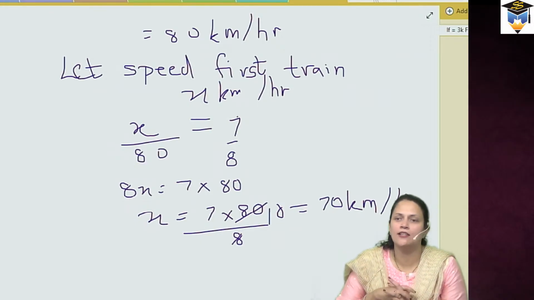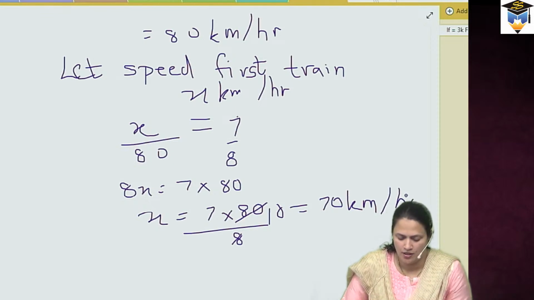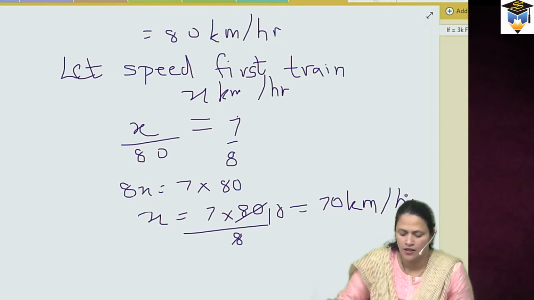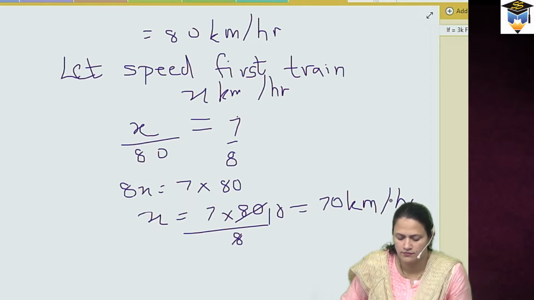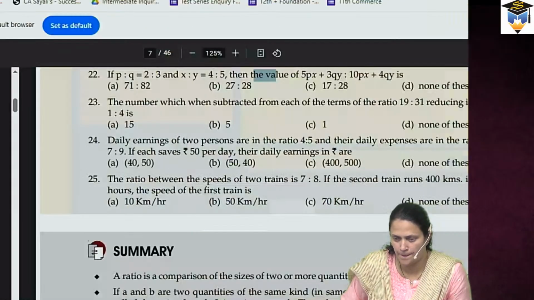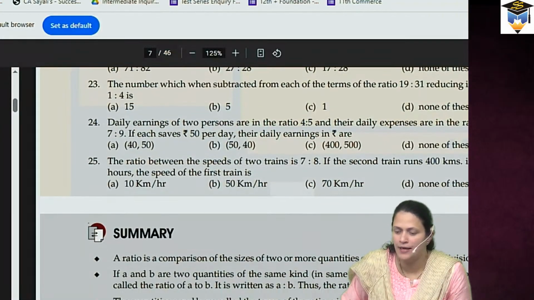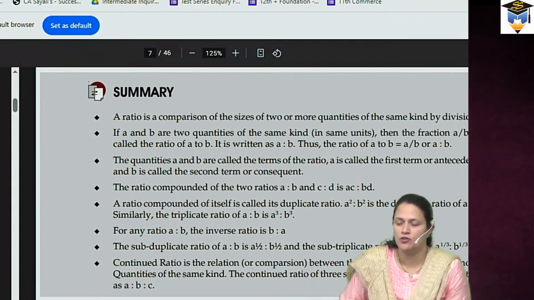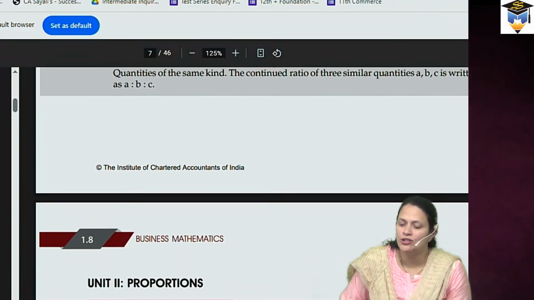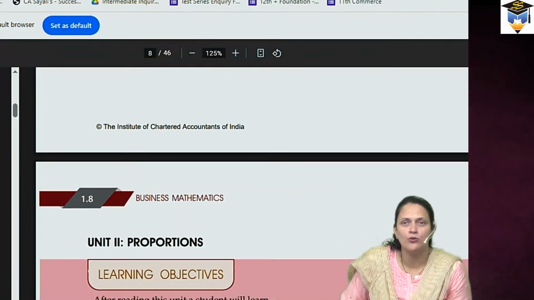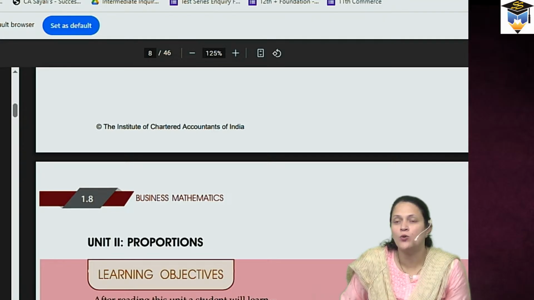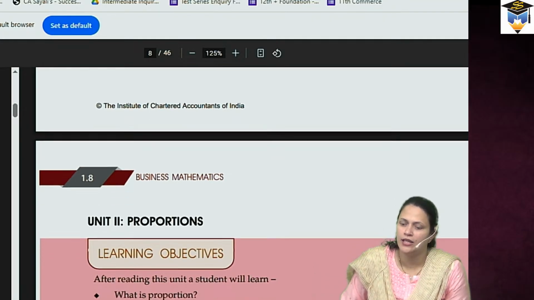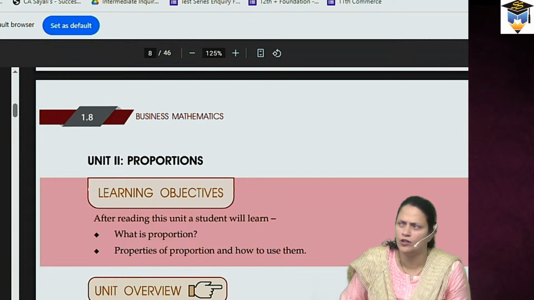I hope this is clear to all. Now, let us go to the next part, that is a proportion. So tell me, we had discussed about equal ratios. Do you remember that? Equal ratio we had done, I think, on the first day maybe.